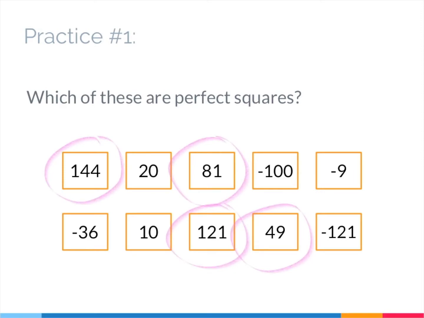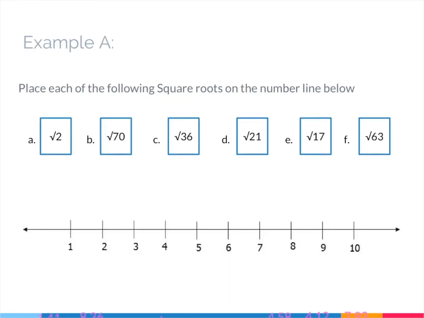How did you do? Were you able to find all of the correct answers? If you were, great. If not, go ahead and make sure that your paper now looks like mine. Remember that perfect squares can't be negative, so you can't have a number times itself and get a negative answer. Negative 10 times negative 10 is going to give you positive 100, not negative 100. So you can't really have a negative perfect square. So these are our correct answers. If your paper doesn't look like mine, go ahead and make that happen now. Let's move on to example A.